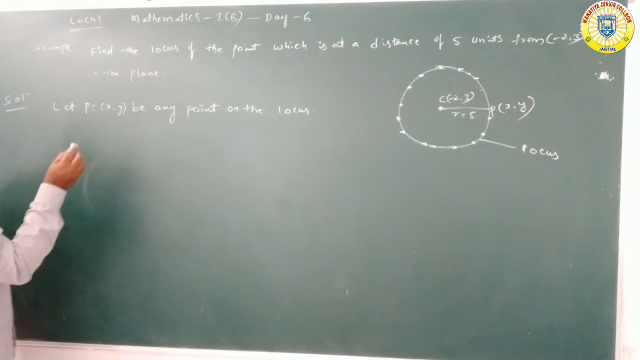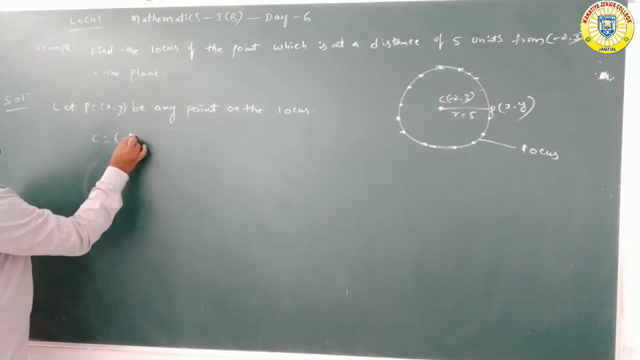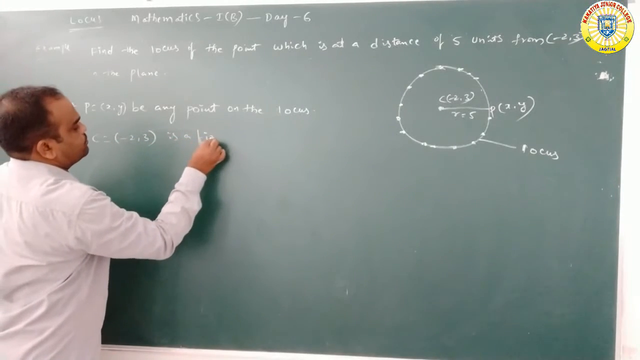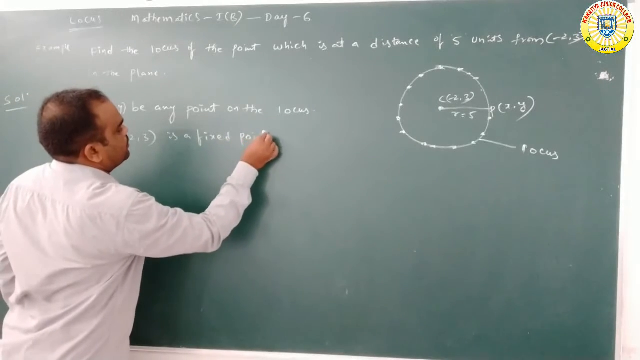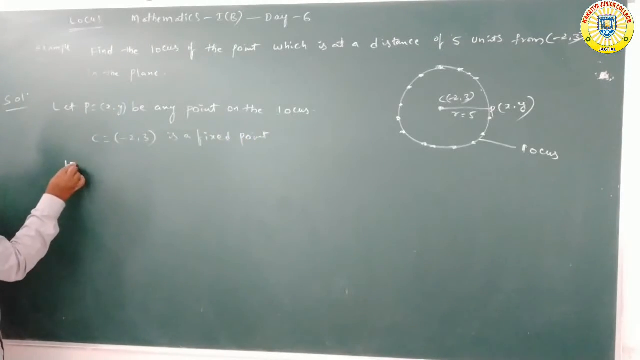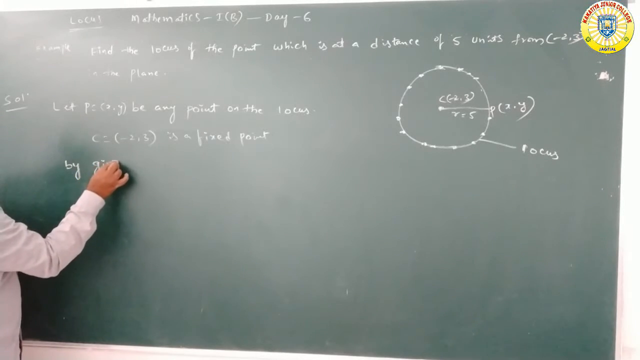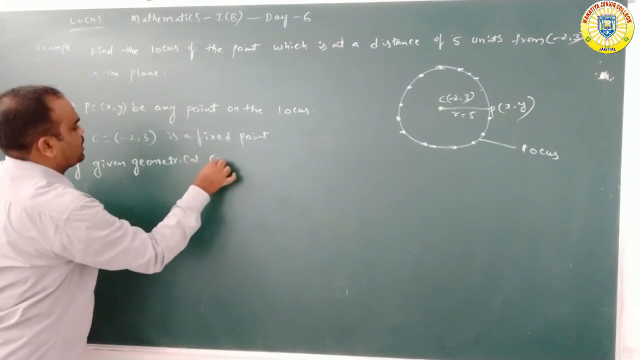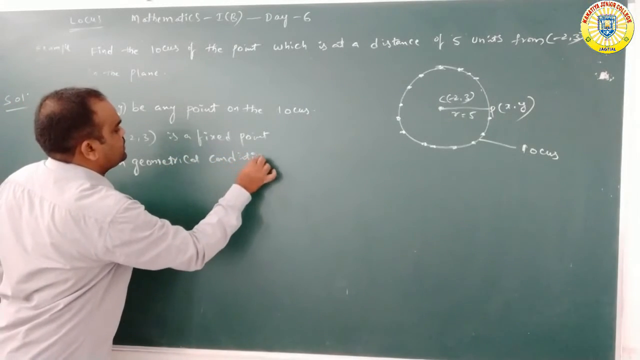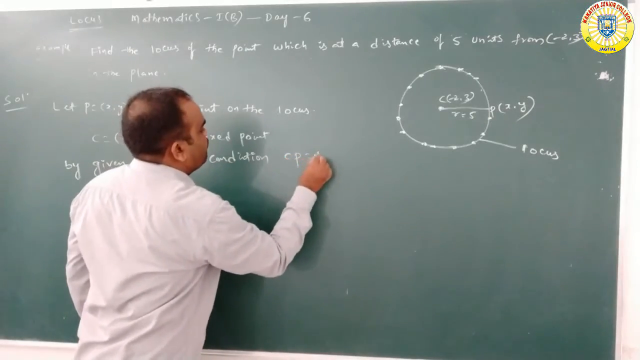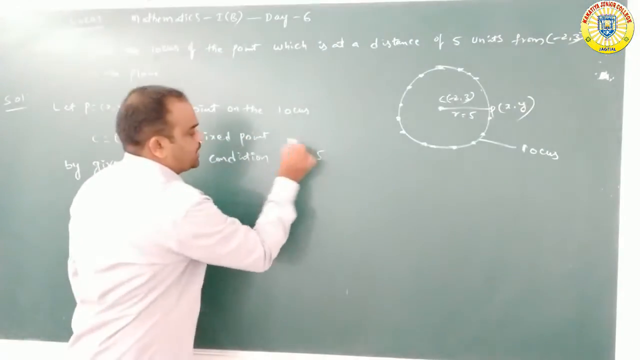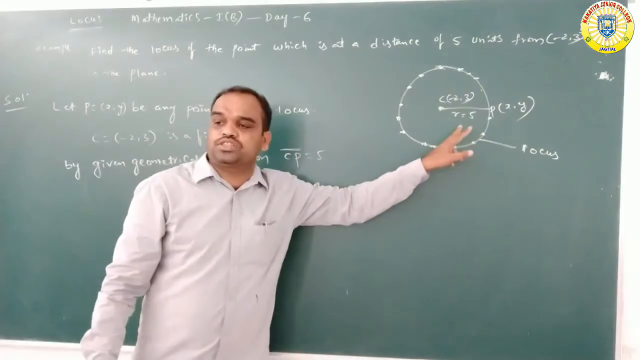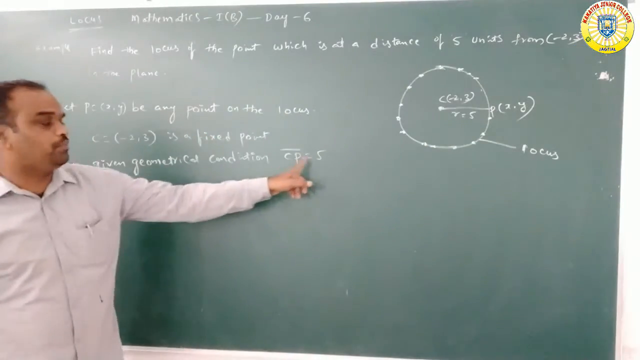See here, what is the fixed point? C is equal to (-2, 3) is the fixed point. By the given geometrical condition, CP is equal to how much distance? 5 units. This is our given geometrical condition. The distance from the center to any point on the locus is 5 units. That's why CP is equal to 5.